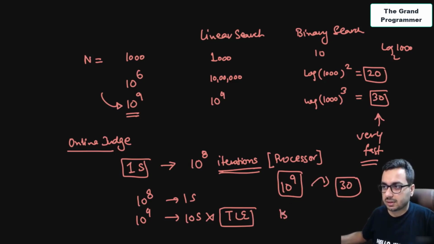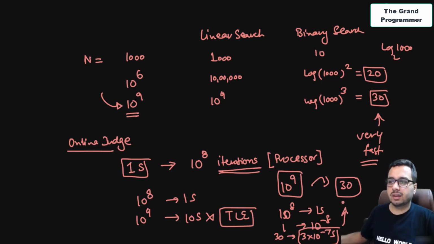So in 1 second, 10 power 8 instructions take 1 second. That means one instruction takes 10 power minus 8 seconds, and 30 instructions will take 3 into 10 power minus 7 seconds. That means this is the time that you will take to execute a code in which you are using the logarithmic complexity on an order of 10 power 9.